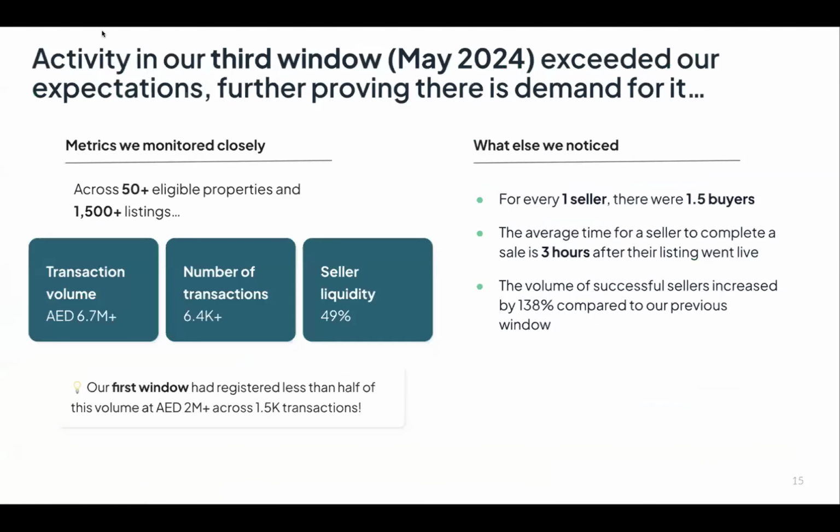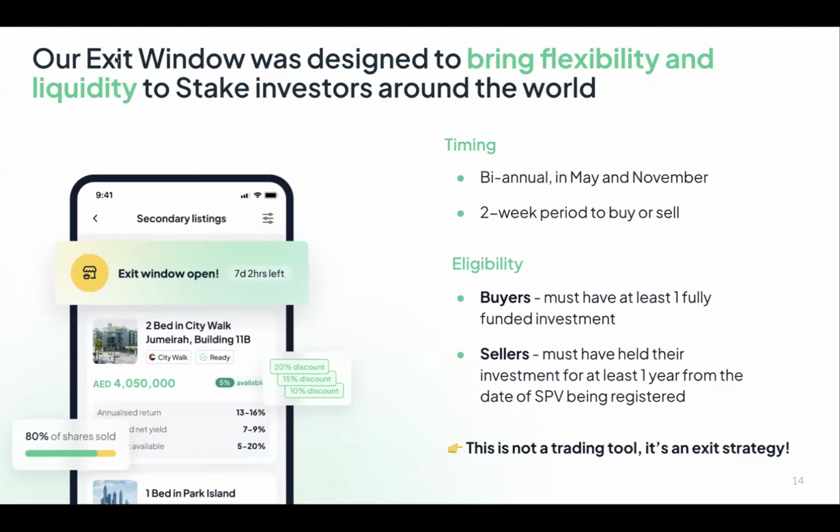Moving on. Oh, and sorry, one more thing I forgot to mention, which we'll see when we do the product demo in a moment, which is you as a seller can choose to list your shares at a discount. You can choose 5%, 10%, 20% discount, so you can make your shares more attractive for buyers. As you can imagine, the ones with higher discounts are more attractive and sell a lot faster.